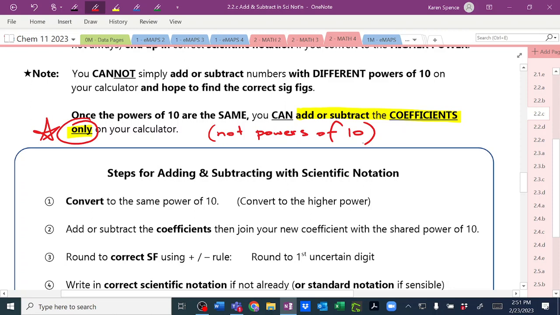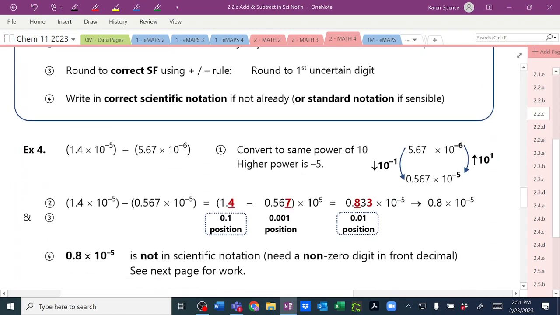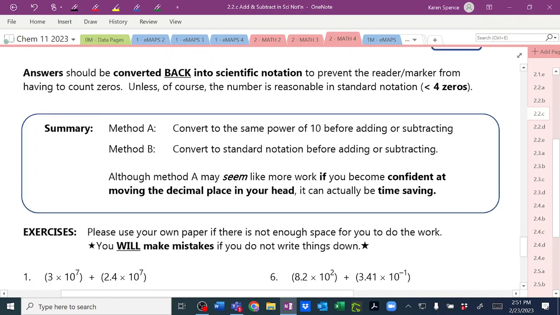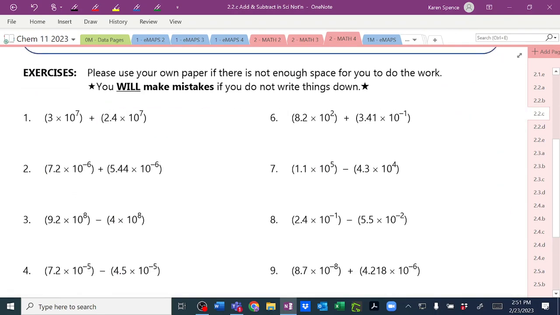Would you like another example, or would you like some time to work on these questions? Working? Excellent. So, page 37, working through those.